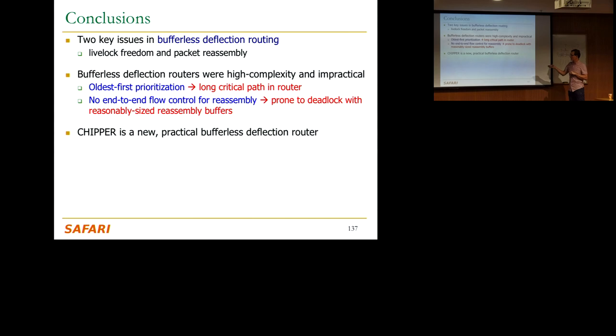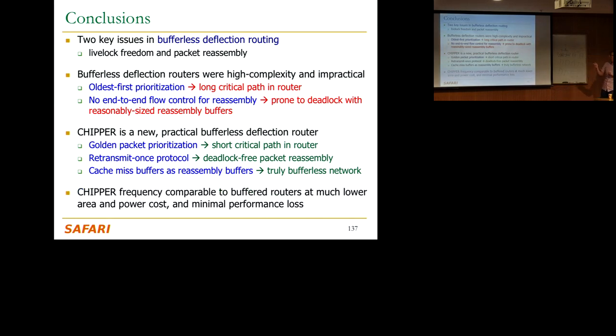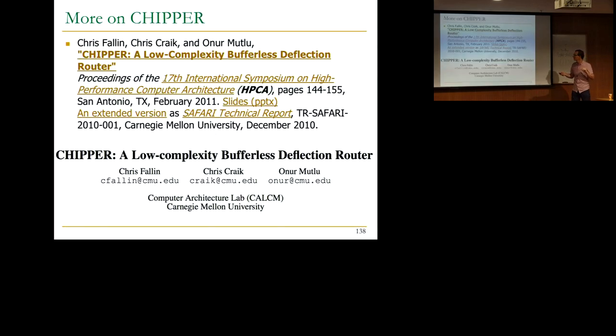So CHIPPER is a new practical bufferless deflection router with golden packet prioritization, short critical path in router. We transmit once, deadlock-free packet reassembly, and cache miss buffers as reassembly buffers, so you get a truly bufferless network as a result of that. And you saw the results over here. Frequency is comparable, and you get significant power and area savings, with hopefully minimal performance loss on applications that are not extremely intensive on the network.